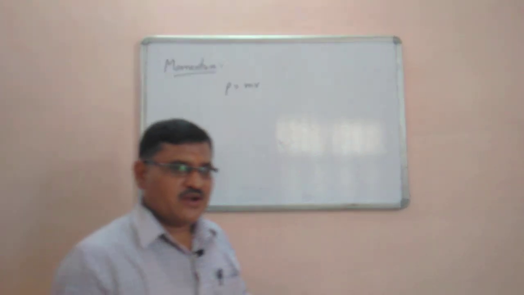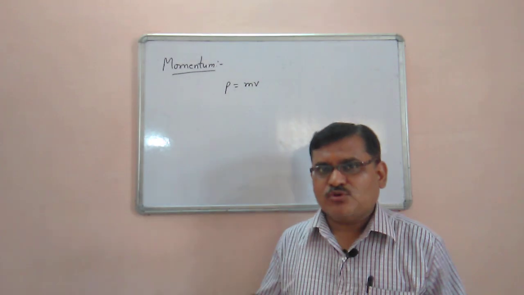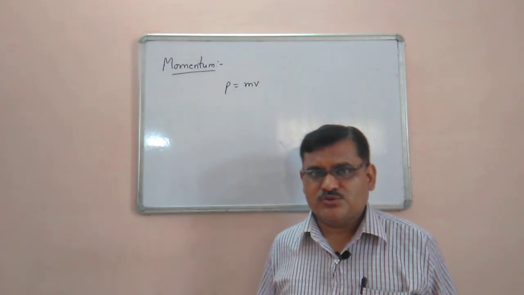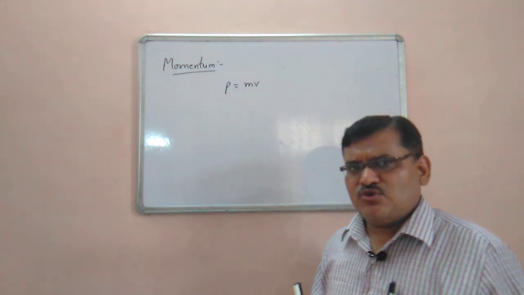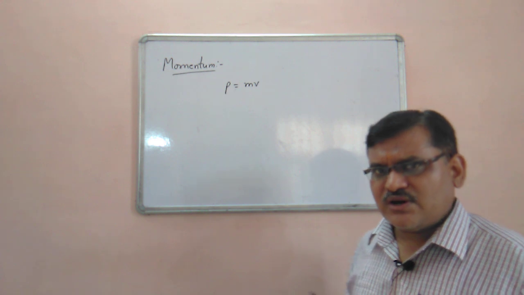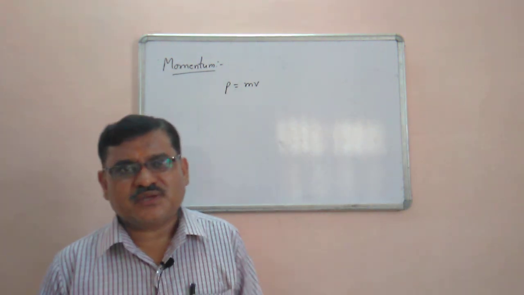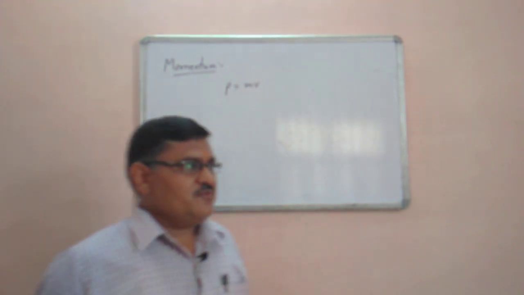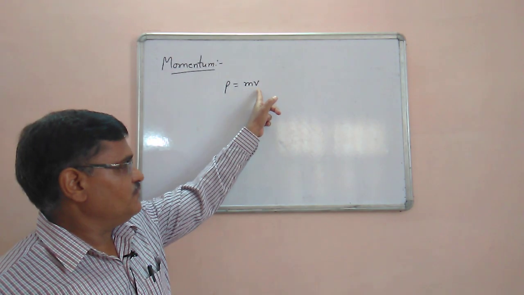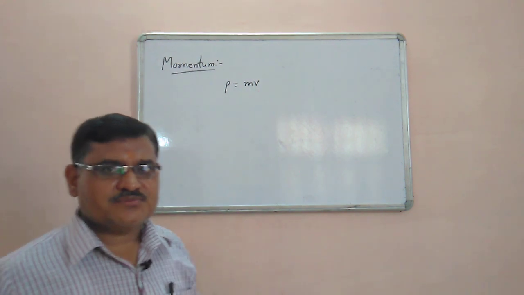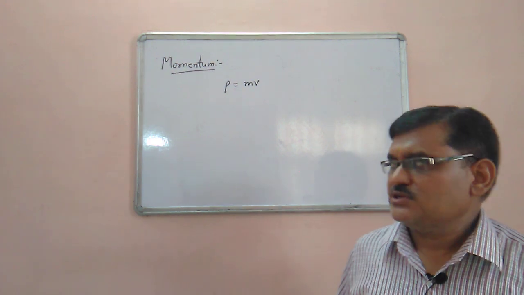First thing we have to do is define momentum. Momentum means the amount of motion present in a moving object. If any object is moving with uniform speed or non-uniform speed, then momentum is there in that object. What does it mean? If a body has mass m and velocity v, then momentum is mathematically the product of mass and velocity of an object.